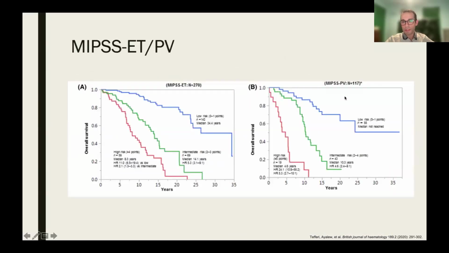This is just taking a look at the scores derived in this study, and you can see that by incorporating the presence or absence of these co-mutations, the investigators were able to create three risk groups of patients, with high risk patients having worse survival compared to intermediate or low risk patients for both groups.